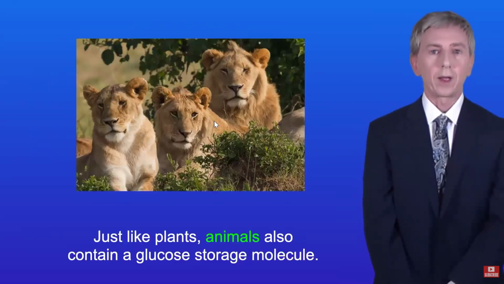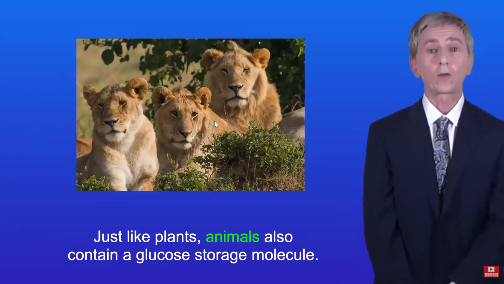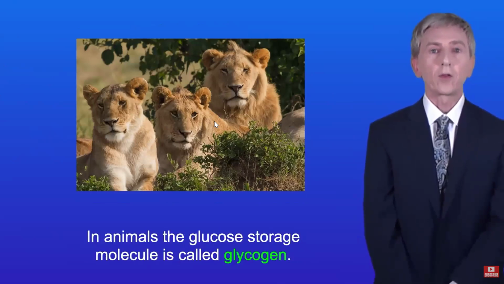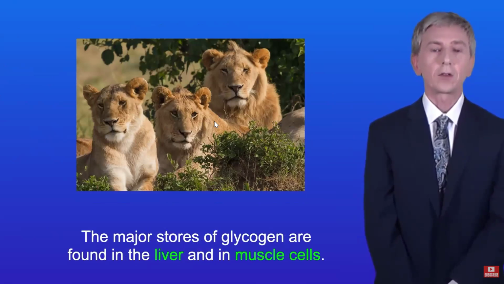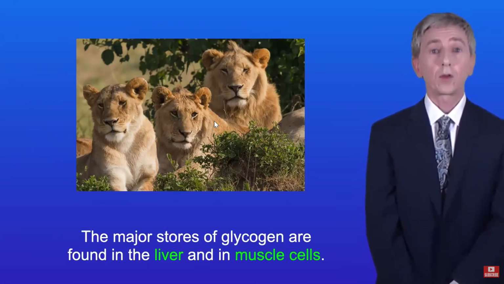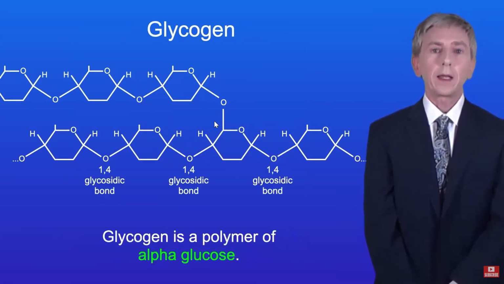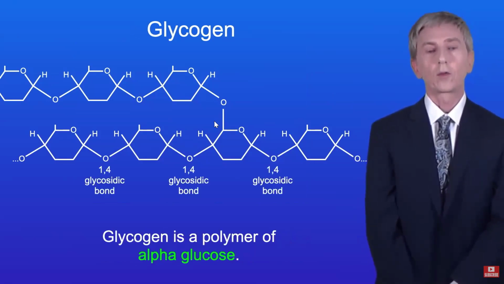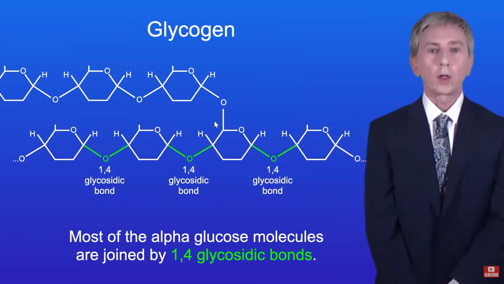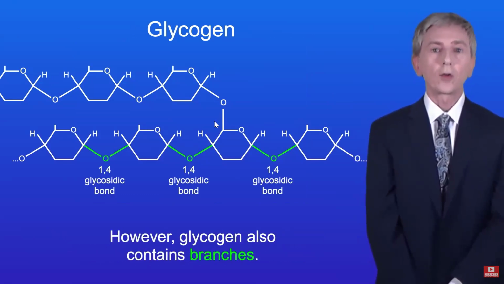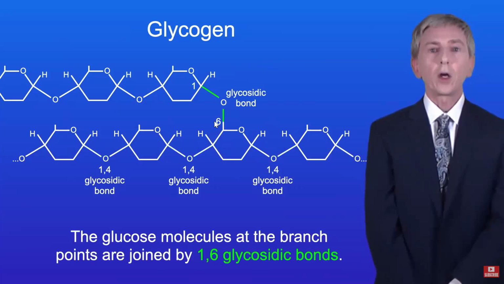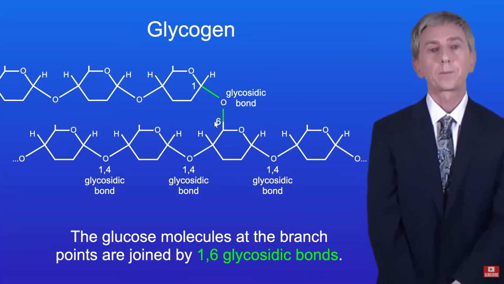Now, just like plants, animals also contain a glucose storage molecule. In animals, the glucose storage molecule is called glycogen, and the major stores of glycogen are found in the liver and in muscle cells. I'm showing you the structure of glycogen here. Glycogen is a polymer of alpha glucose. Most of the alpha glucose molecules are joined by 1,4-glycosidic bonds. However, glycogen also contains branches, and the glucose molecules at the branch points are joined by 1,6-glycosidic bonds.